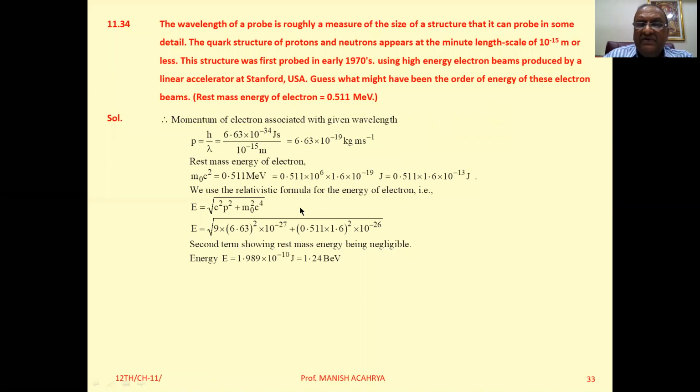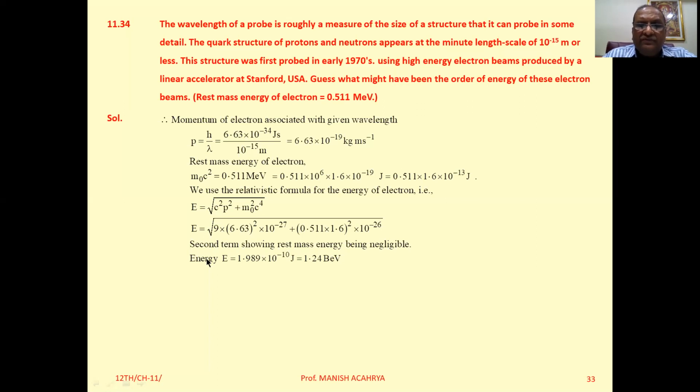Then after we can use the relativistic formula for the energy of electron, and that formula you have to remember: E is equal to under root c square p square plus m0 square c4. So m0 c square is this one, so this is nothing but the square of it. So directly you can substitute this particular value and then take the square of it. And here substitute the value of c and p which we calculated, then you will get the energy.